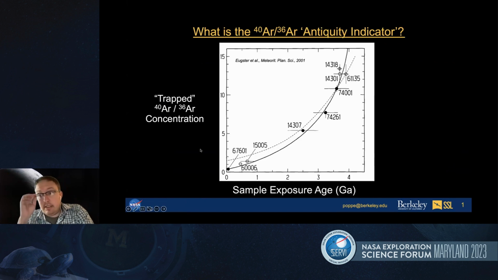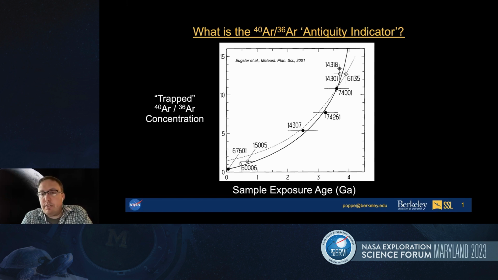So first off, what is the antiquity indicator? The antiquity indicator is actually a semi-empirical method of dating the age at which a given lunar sample was exposed to the solar wind. And the way in which this is done is by looking at the ratio of two different trapped noble gas isotopes, 40 argon and 36 argon, that are naturally found in returned lunar samples.